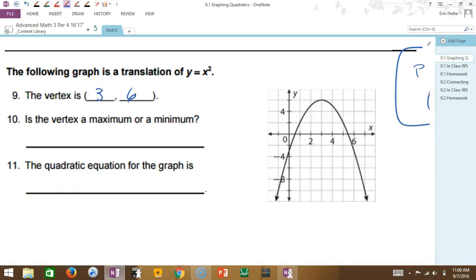Yeah, do you see it? So the y is going by 2s. Okay, so 3, 6. So is it a max or a min? Max. Okay, which tells us what? That the a is negative. Okay, so keep that in your brain. The a is negative. Okay, write the equation. Can you write the equation?